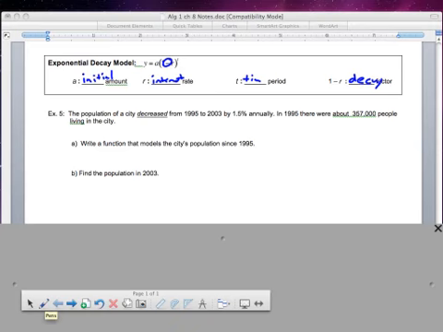So Y equals, it says write a function that models the city's population since 1995. Okay, in 1995, the initial amount of people was 357,000 people. And since then, it's been decreasing by 1.5%, 1 minus 0.015 to the T power, depending on the number of years. We want to find the population in 2003. Well, again, from 95 to 2003, that's 8 years. And so I take my function and I just plug in 8 for T.